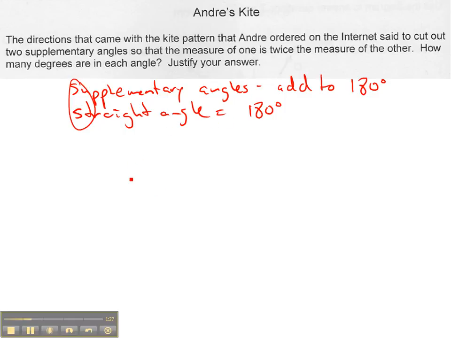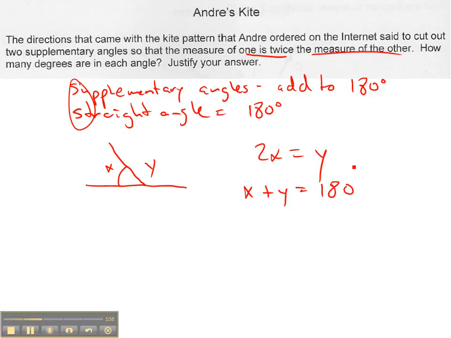Okay, so we need 2 angles that add up to 180 degrees, but one is twice the measure of the other. So we have a smaller angle and a larger angle, and this angle X and this angle Y. 2X equals Y. You have to try different angle measurements until you figure out which one works. This is algebra you haven't seen before, but I'll show you the algebra way after we use the guess and check method.